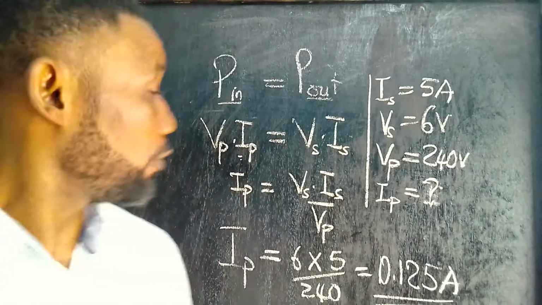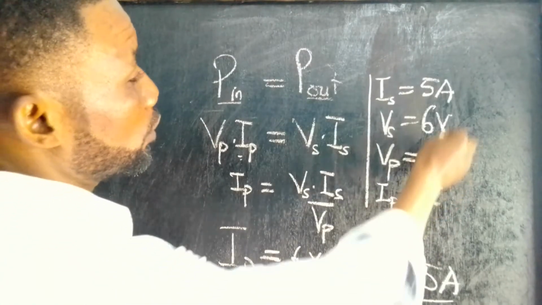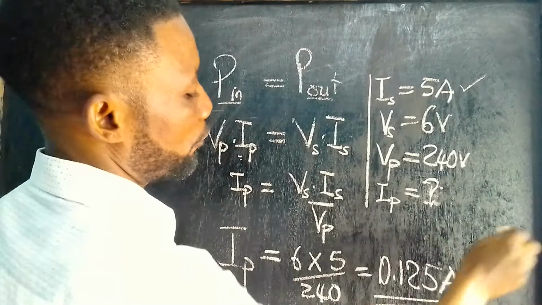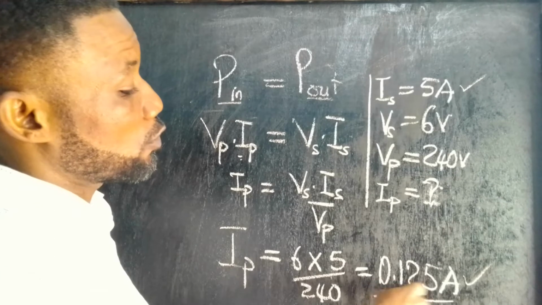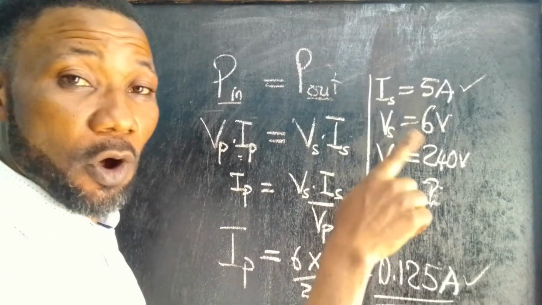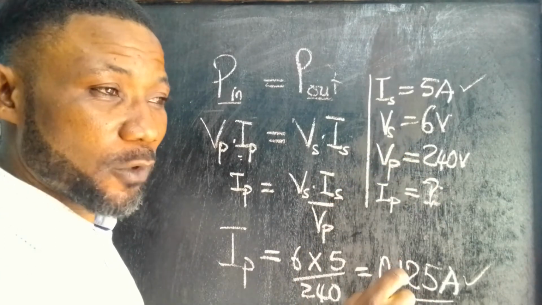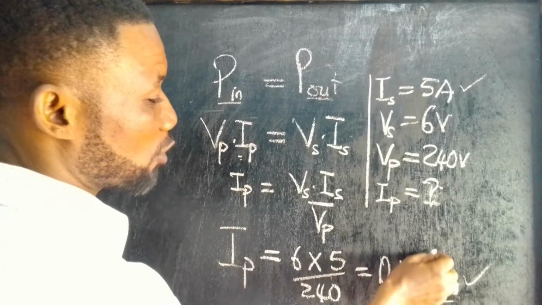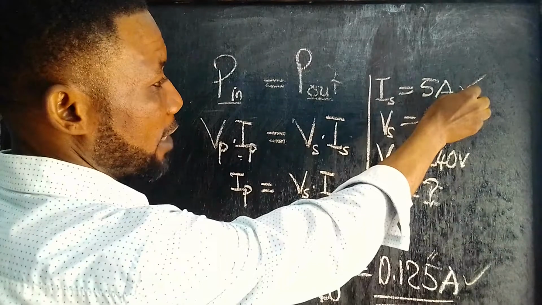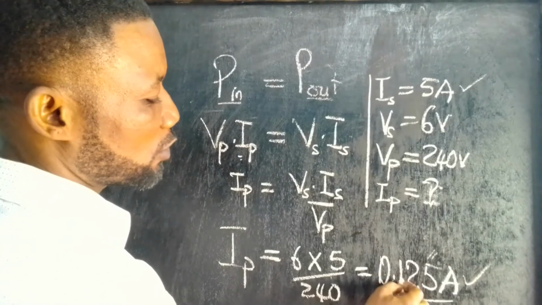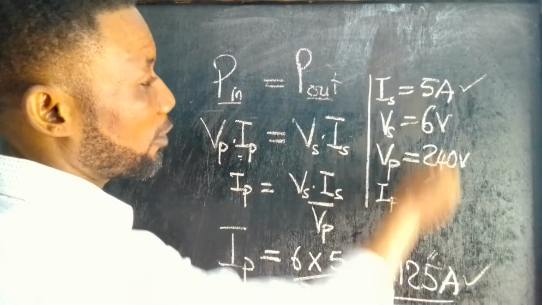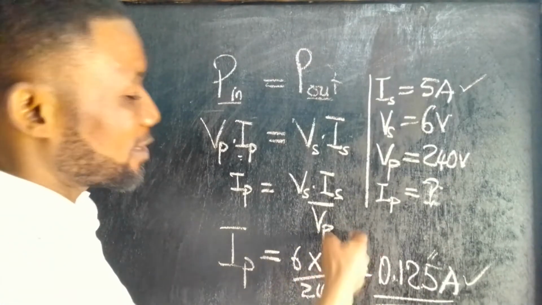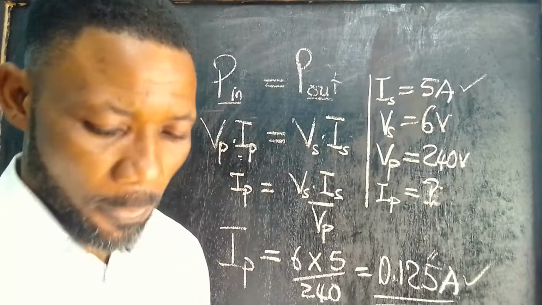As I was telling you, the current into the radio is 5 amps, and the current from the socket is 0.125 amp. When the voltage is stepped up, the current is stepped down, and when the voltage is stepped down, the current is stepped up. The current supply is 0.125, and the current gain is 5, because it's a step down. Okay.